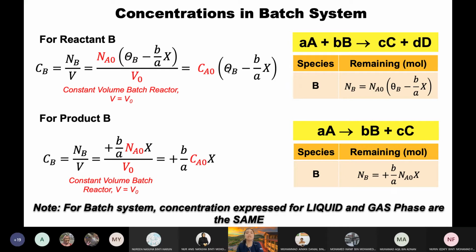Okay, so again kenapa kita nak express ni? Sebab dalam rate law kita kan ada CA, CB kan. So sekarang kita dah tahu CA kita dalam bentuk CA0 1 minus X. CB in the form of CA0 in bracket theta B minus B per A X.